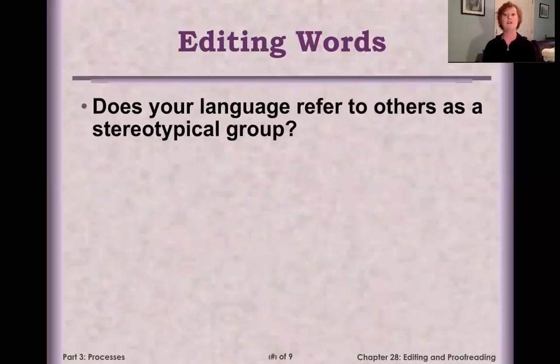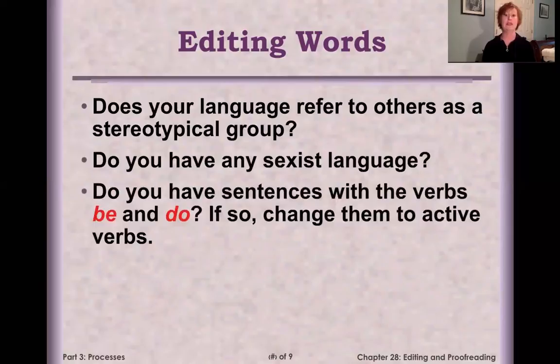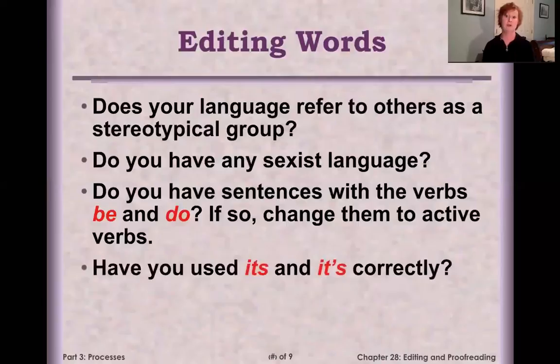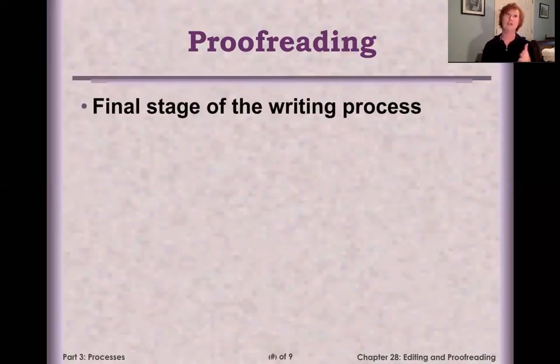Does your language refer to others as stereotypical groups? This is important in a topic or a paper such as this. Have you used sexist language? Again, do you have sentences that use be or do verbs? If so, change them to action verbs. Have you used its and it's correctly? That's a common mistake. Same as you're and your or there and their. Actually, we aren't even supposed to have you and your in a paper like this. Which takes me back to the last point. Please make sure you do not use personal pronouns, and please don't use second person pronouns. You don't want to have that in your paper.